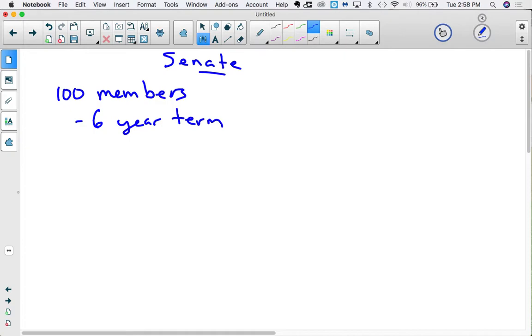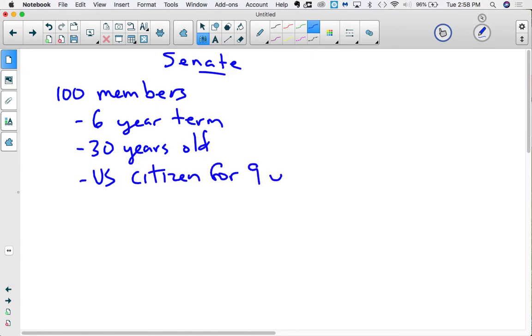In order to be in the Senate, you have to be 30, so 5 years older than the House. You have to have been a U.S. citizen for 9 years. And you must live in the state.